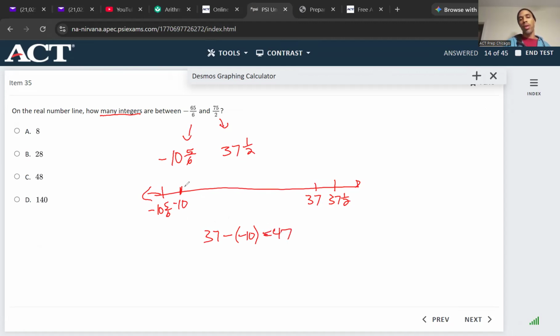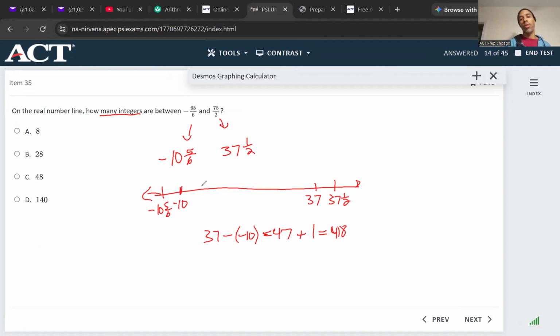But when you subtract, you see how far it is from here to here, but you still have to add the 1 because you're including negative 10 and 37 in that count. So it's actually 48 integers. That's going to be C. So whenever you see how many integers from one number to another, once you subtract, you have to add on another one because subtraction gives you the difference.